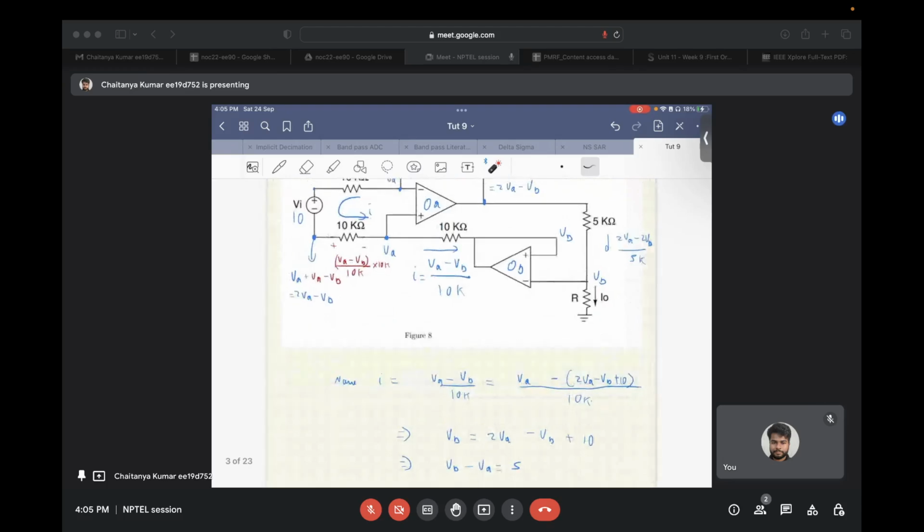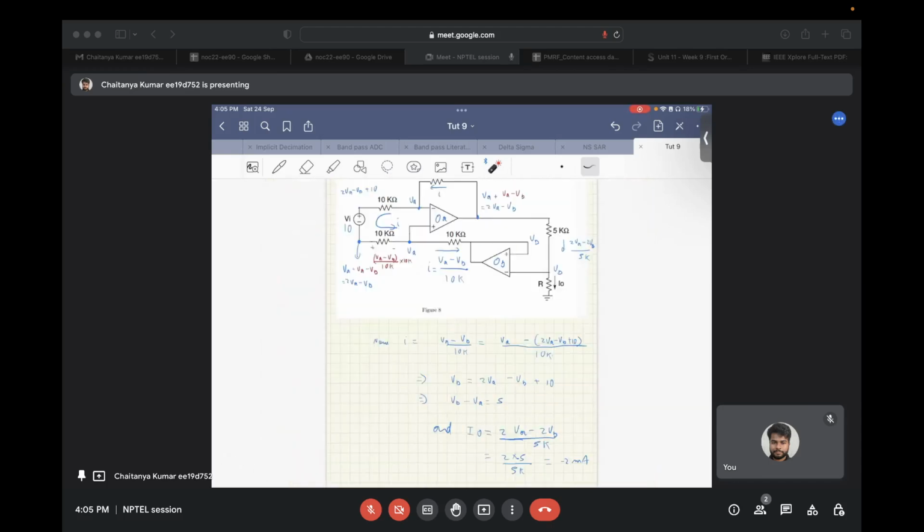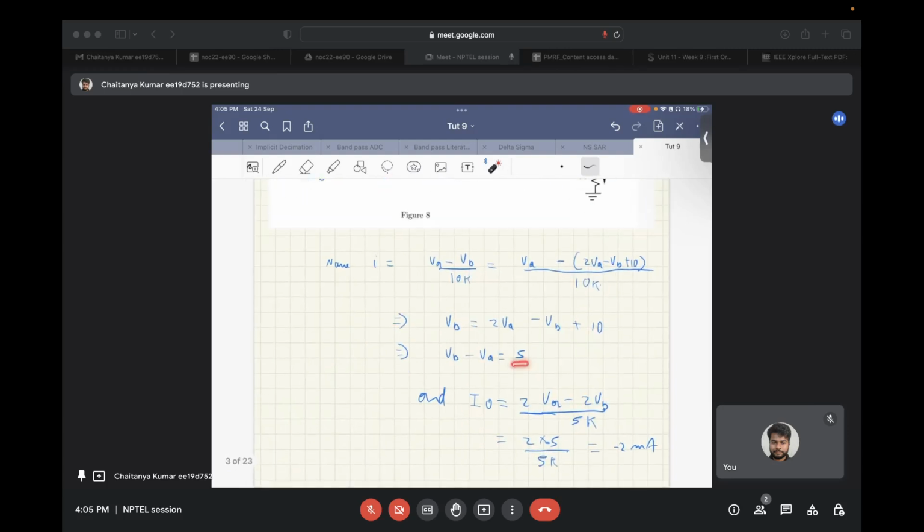Okay, and since no current can flow in the negative terminal of the op amp, all the current will be flowing through this resistor R. So I naught can be written as (2 VA minus 2 VB) divided by 5 kilo ohms. And since VB minus VA we have taken out as 5, VA minus VB will be minus 5. So the current comes out to be 2 milliamps.